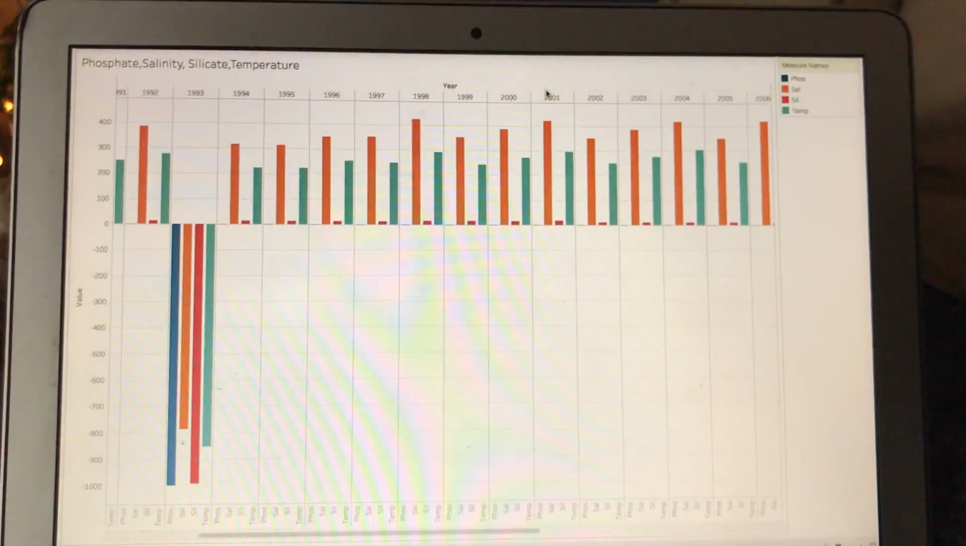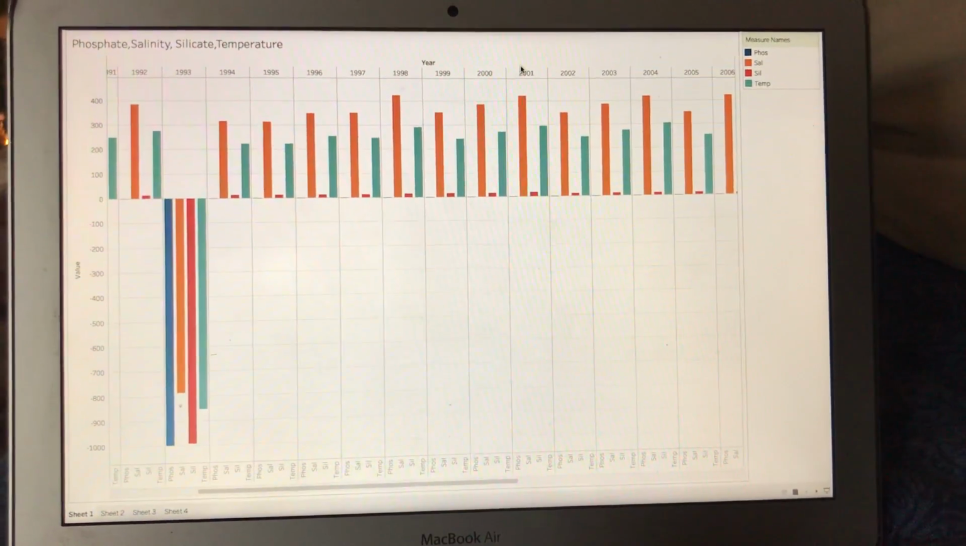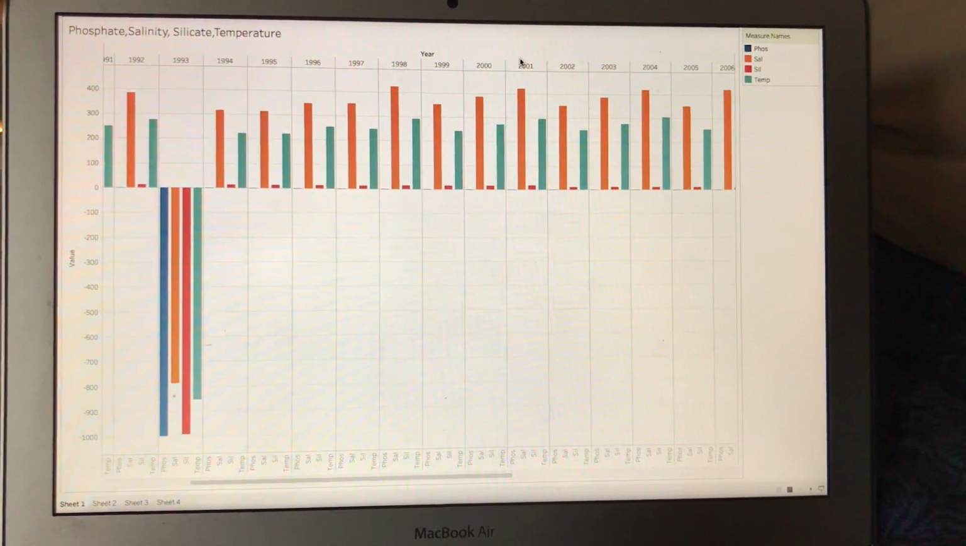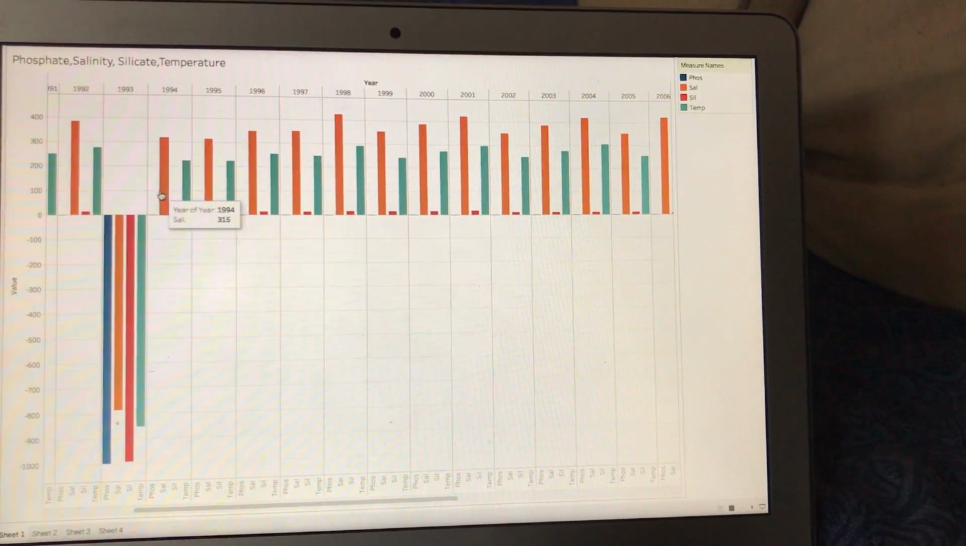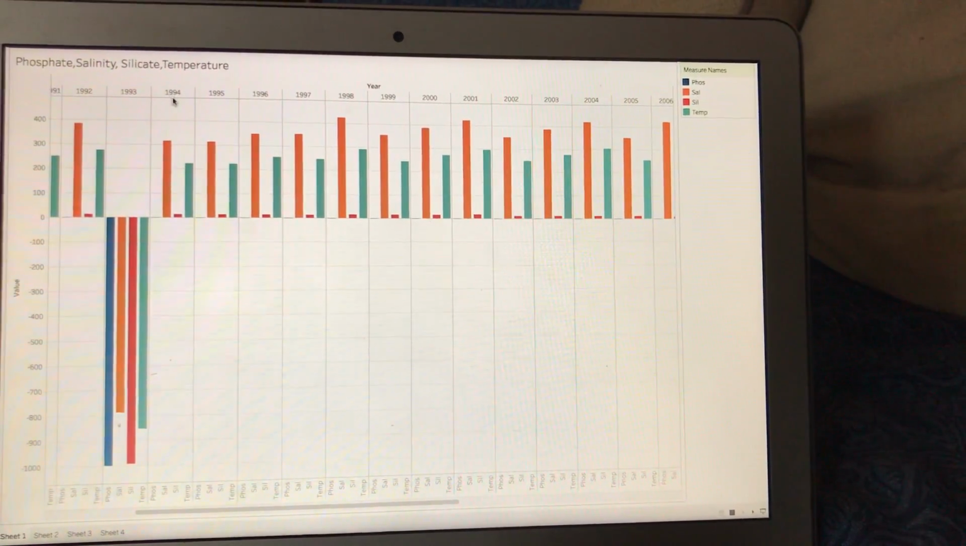So my first graph here that I created includes phosphate, salinity, silicate, and temperature over the years. So here you can see all of our elements, and then that's within this year here.